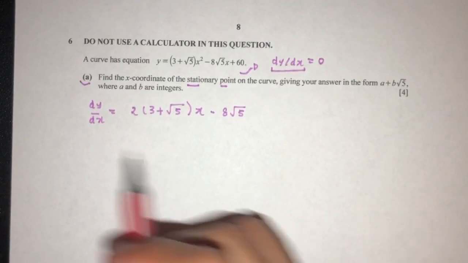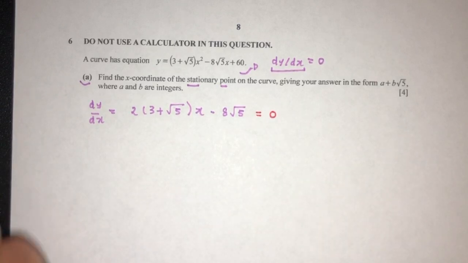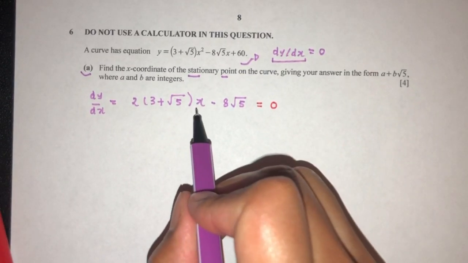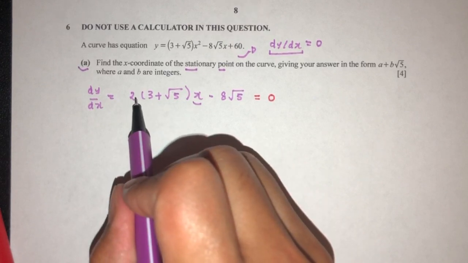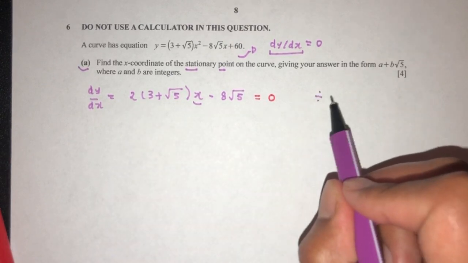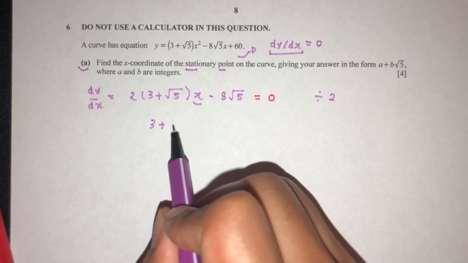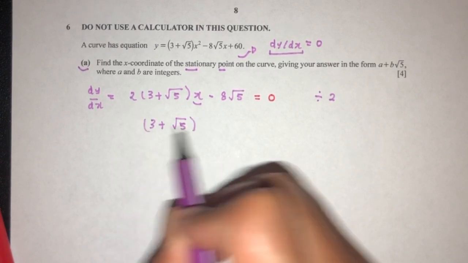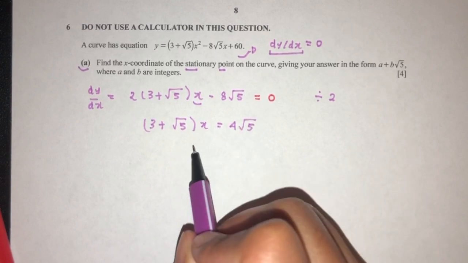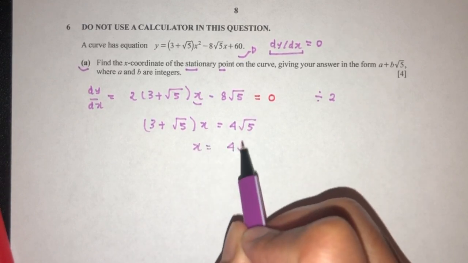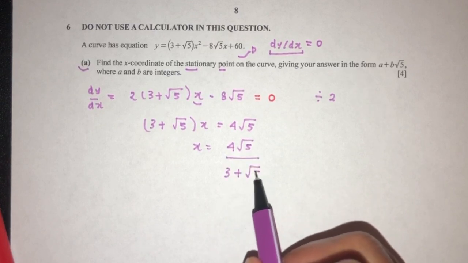Now, this is dy by dx. We have to equate it to 0 at the stationary point. You have this. We have to make x the subject. We will have divide by 2 everywhere because we have an even number here, even number here. That will go away. 3 plus root 5. That will be x is equal to 4 root 5. So here x will be 4 root 5 divided by 3 plus root 5.